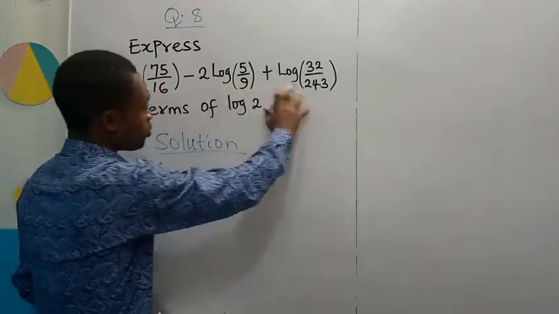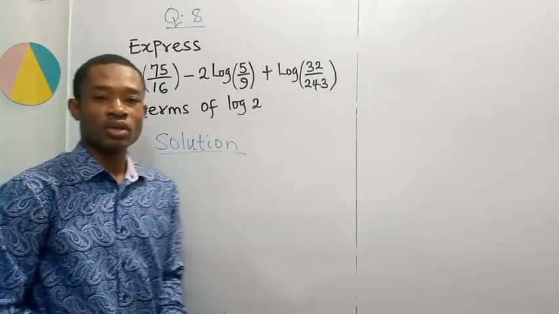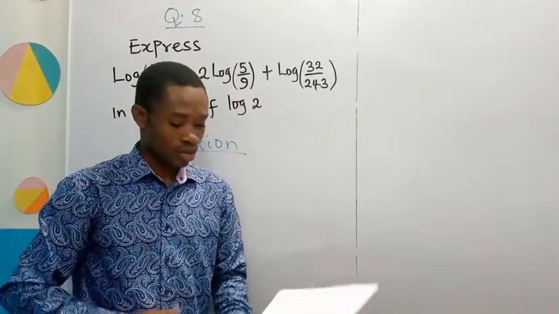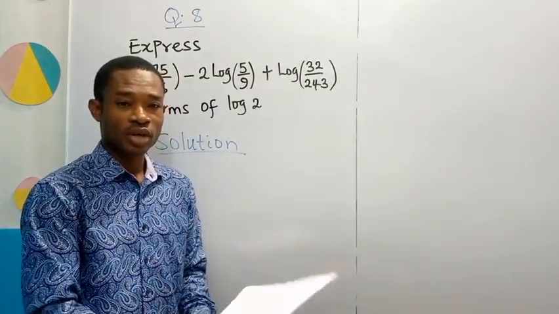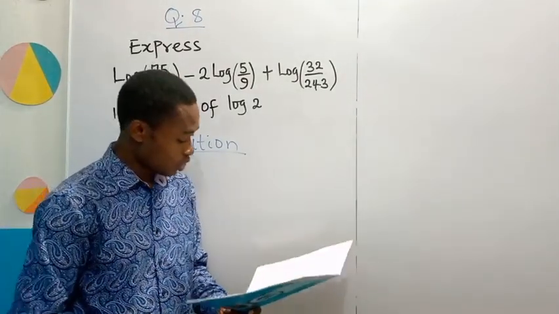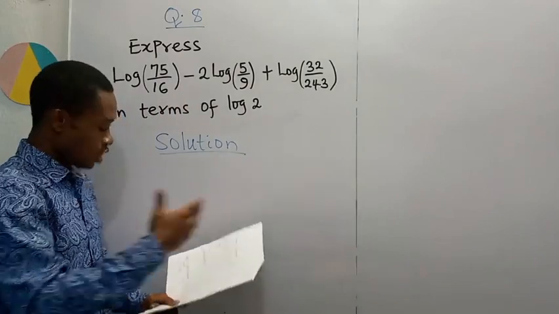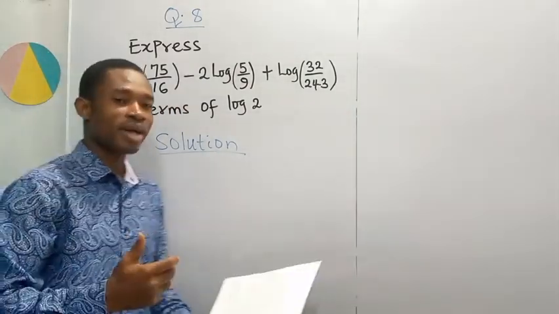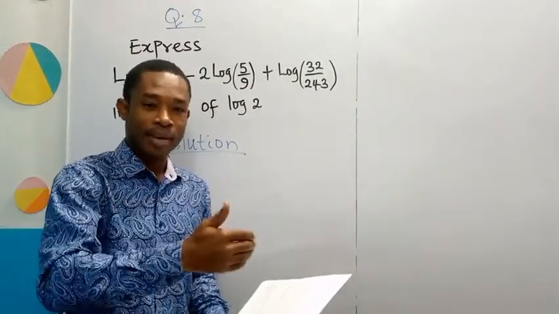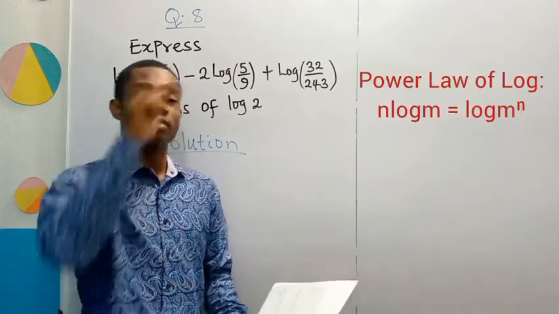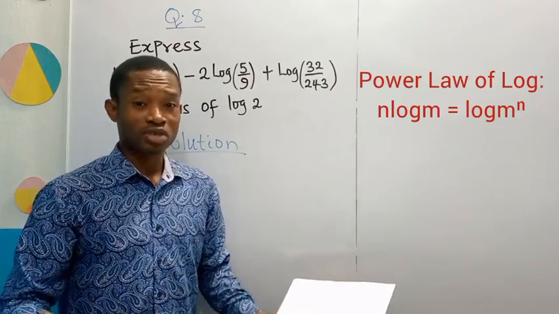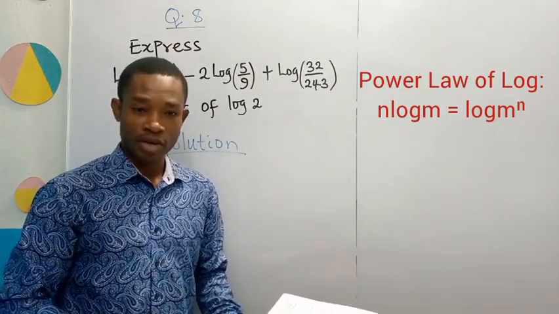We are to express this in log 2. So the final answer we expect to get is log 2. Then in your workbook, you have empty boxes to fill up. So we're going to do that and see what we would get. Now, starting from the workbook, we are reminded that n log m, that is n times log m, is equal to log m raised to the power of n. And that, of course, is true using the power law of logarithm.